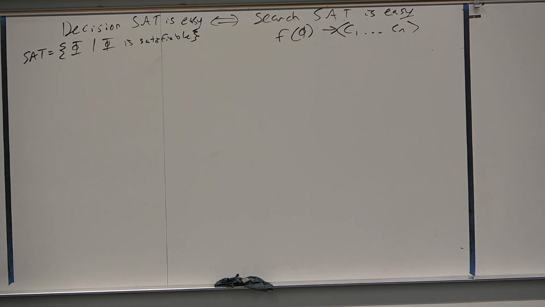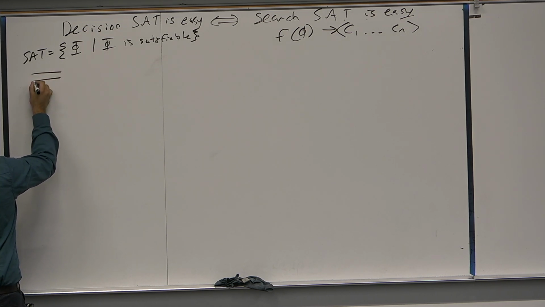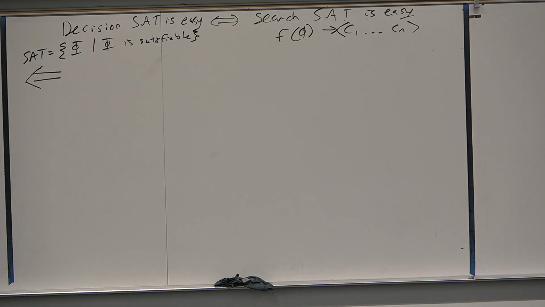Why is this implication easy? If search SAT is easy, why is decision SAT easy? Find a solution, there's obviously an assignment that satisfies it. Yeah, so let's say you find a solution. You know what the solution is. So instead of returning the actual solution, just output true. Okay, so search to decision is pretty easy.